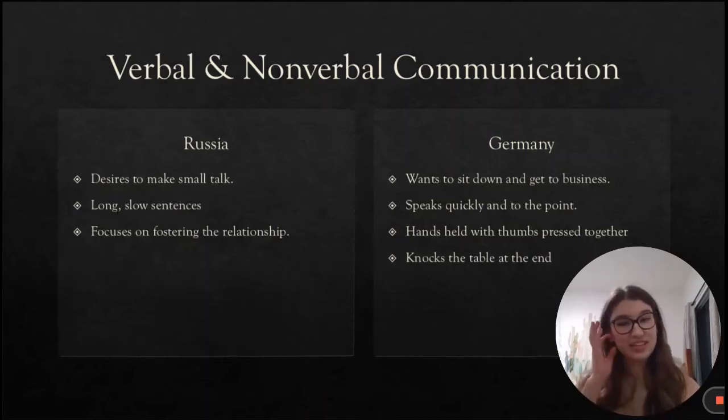You can clearly see how Russia speaks slowly and in long sentences, and Germany speaks quickly and tries to get to the point. This also supports the direct and indirect styles, Russia being indirect and Germany being direct, in their styles of communication.